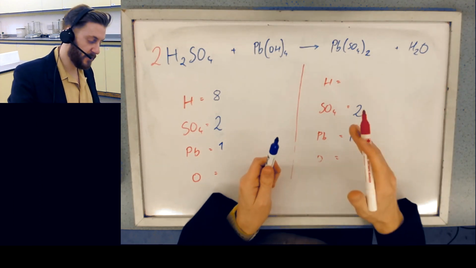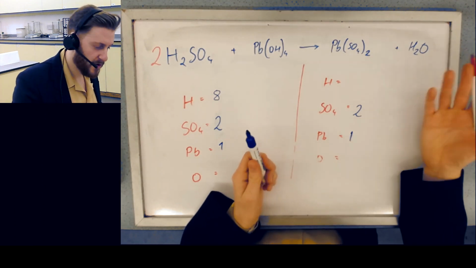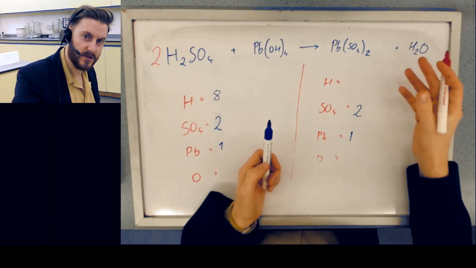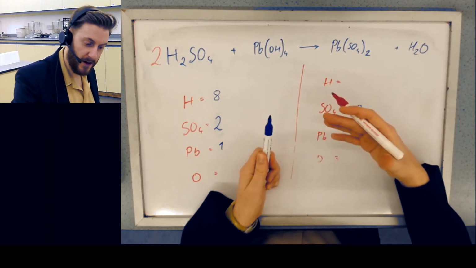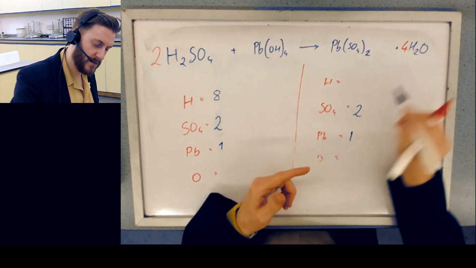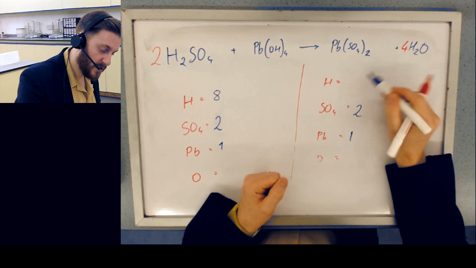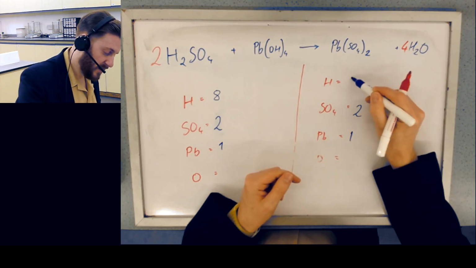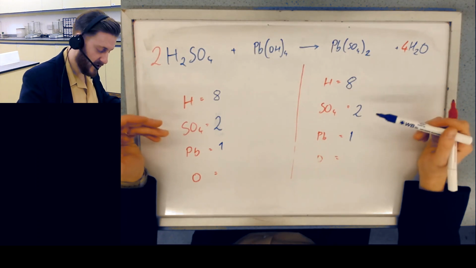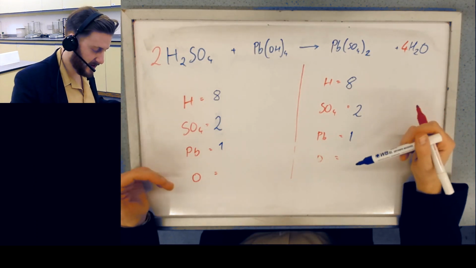It's a bigger number than the last couple of examples, but we know that if I've got 2 there, to get 2 to become 8, you just times it by 4. So I can put a big 4 there. Means I've got 4 waters coming out. 4 times 2 is the 8. Okay, all right. So our hydrogens balance, our sulfates balance, our leads balance.